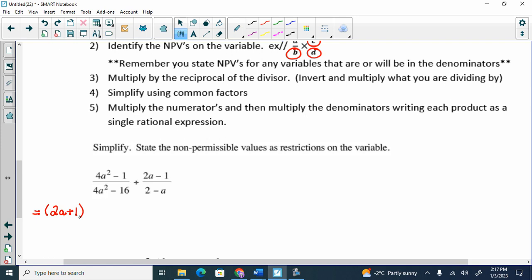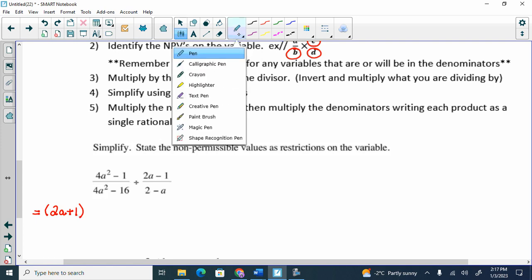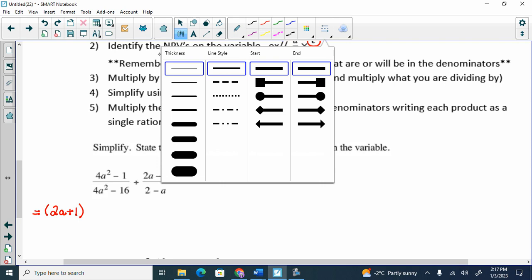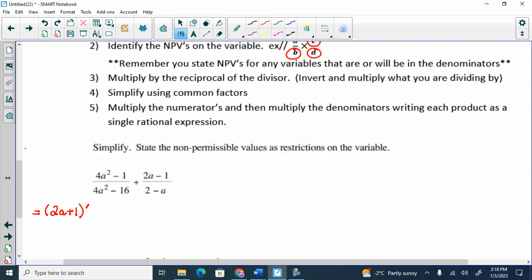I don't know what the heck this thing's doing. Change it to a different pen. Put it back. See if that fixes it.